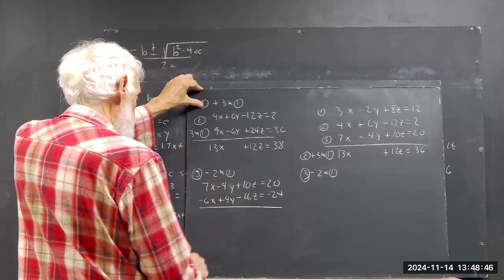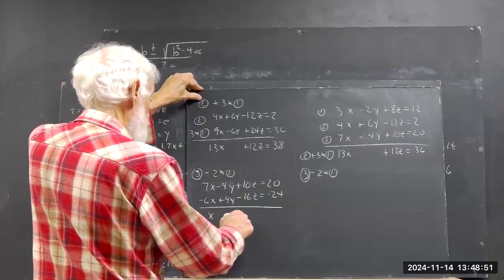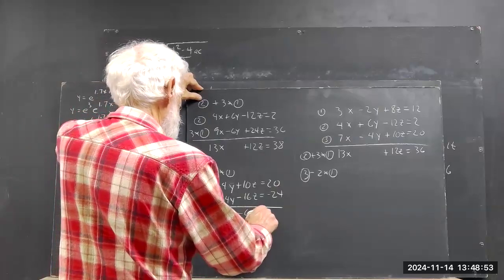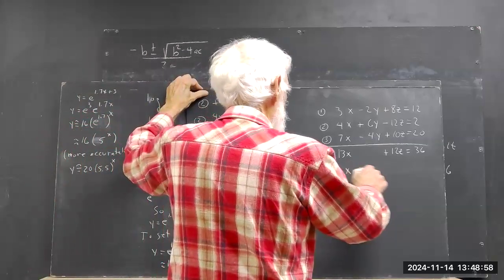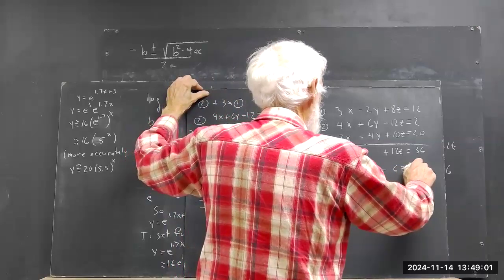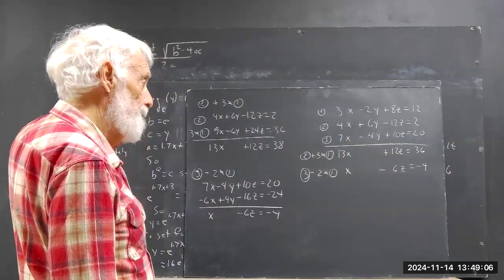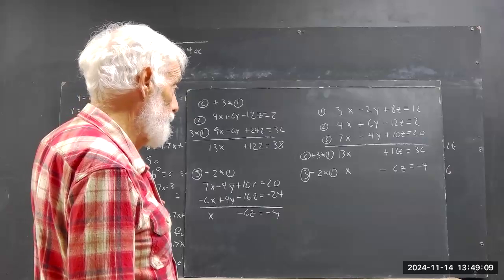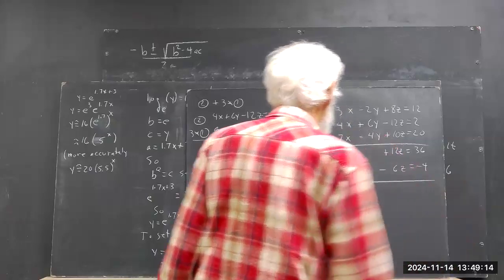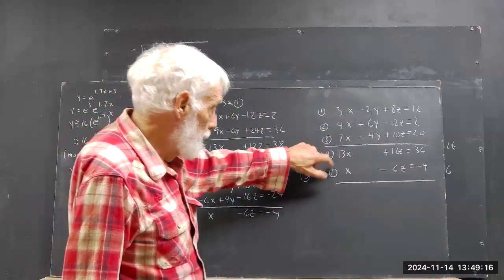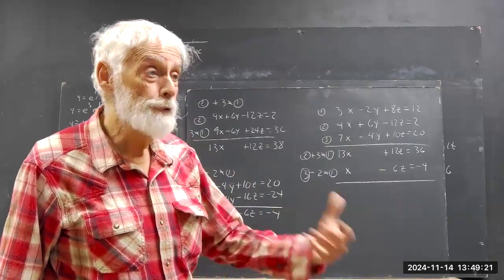We add these, and the y's are again going to go away. So we've got x minus 6z equals negative 4. And we write that over here. And let me just check and make sure that's on track. Yep, that is. Okay, now let's see what we've got. We've got a system of 2 equations and 2 unknowns. So we proceed to solve that.